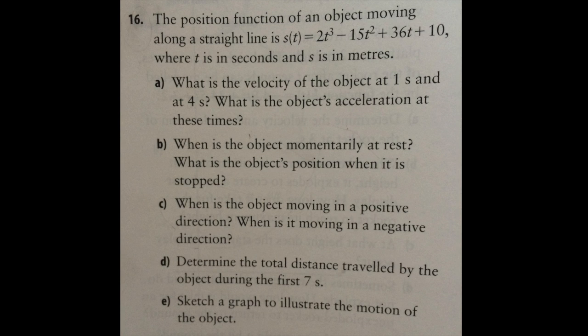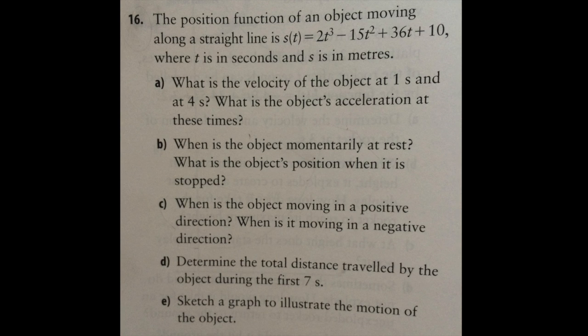The position function of an object moving along a straight line is s of t equals 2t cubed minus 15t squared plus 36t plus 10, where t is in seconds and s is in meters. A. What is the velocity of the object at 1 second and at 4 seconds? What is the object's acceleration at these times?